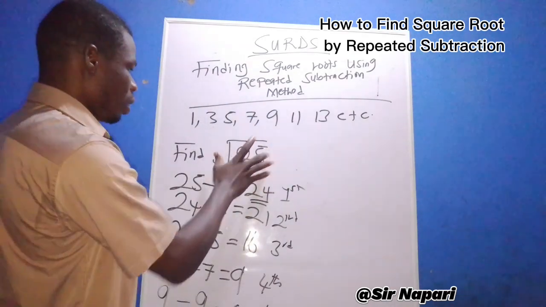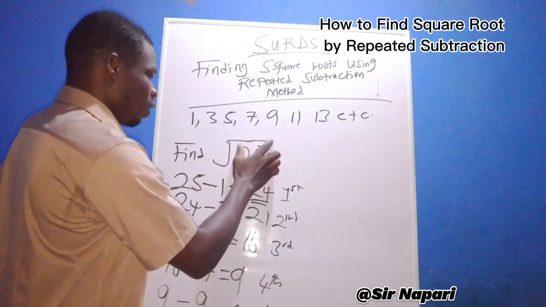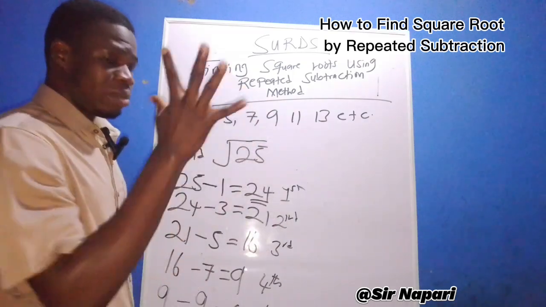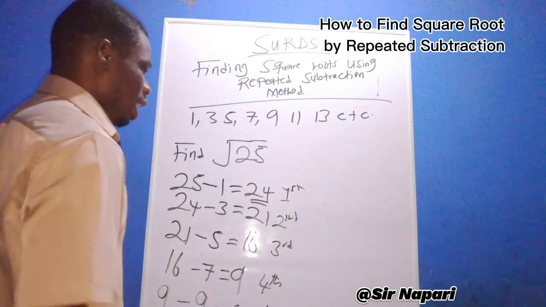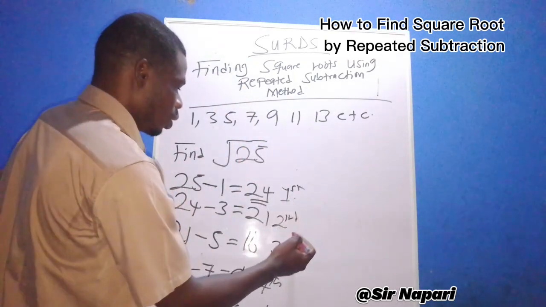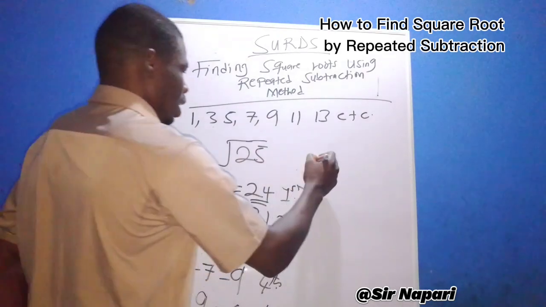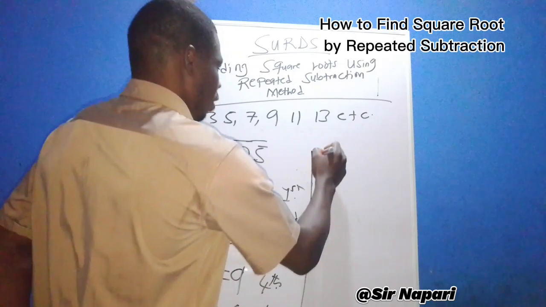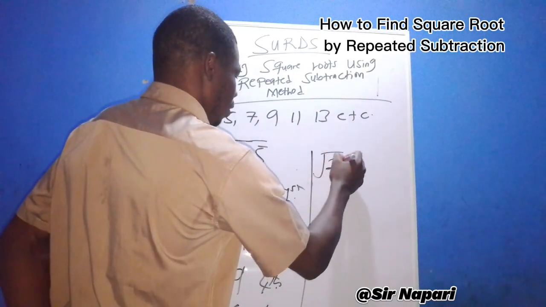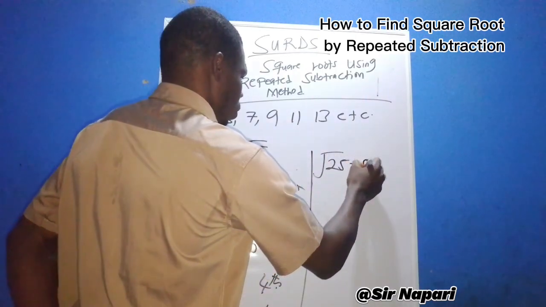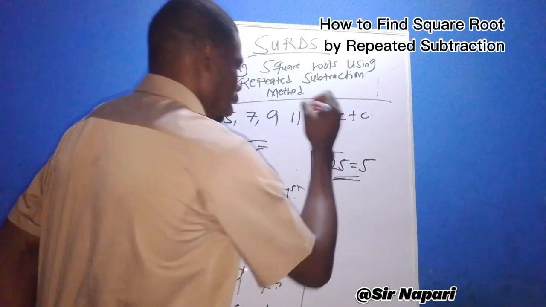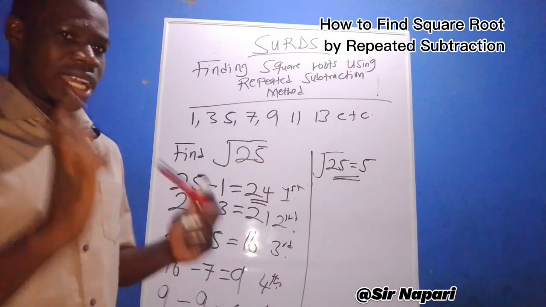So in our example, the square root of 25 is equal to the number of subtractions that we did, and the number of subtractions is 1, 2, 3, 4, 5. Therefore, root 25 is equal to 5. As simple as that.